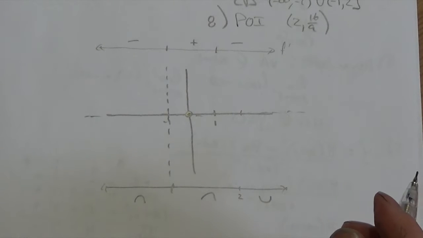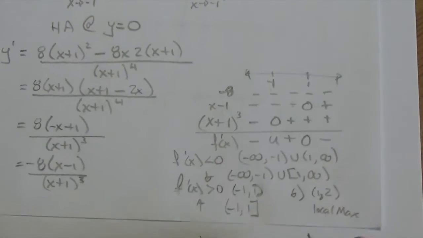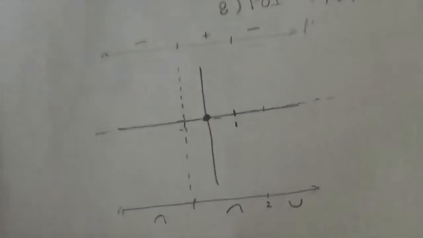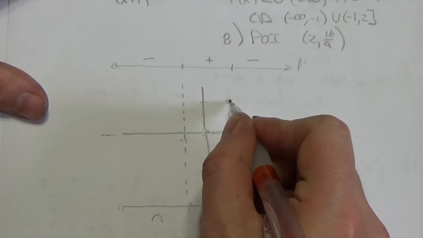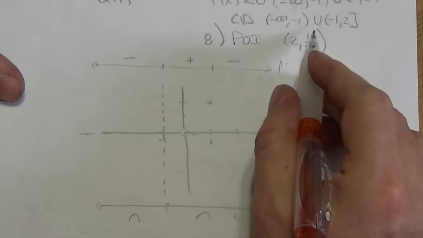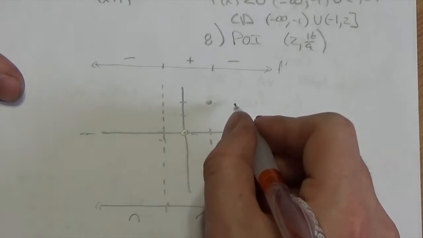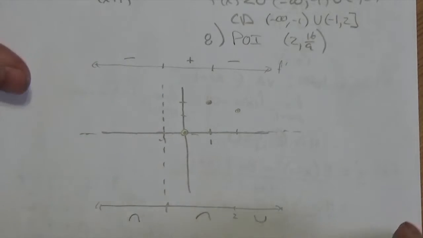And that actually leads us to our other points that were significant. We had a maximum point at 1, 2. Okay, so if we put that right there, 1, 2 is going to be right there. And I've got a point of inflection at 2, 16 over 9, which is going to be a little bit less than 2. Okay, so what does this now look like? All the pieces are there, we just got to put it together.